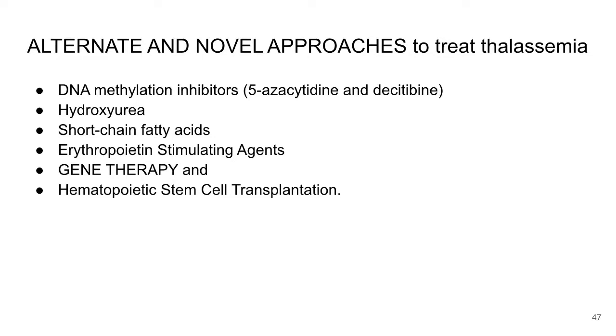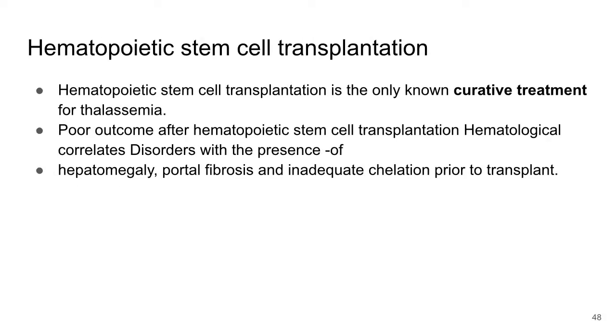Thalassemia is also treated by using DNA methylation inhibitors like 5-azacitidine and decitabine, hydroxyurea, short-chain fatty acids, erythropoietin stimulating agents, gene therapy and stem cell transplantations. Hematopoietic stem cell transplantation is the only known curative treatment for thalassemia. The poor outcome indicators are hepatomegaly, portal fibrosis, and inadequate chelation prior to transplant.